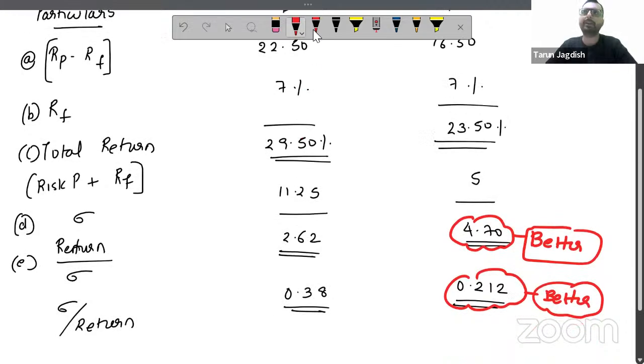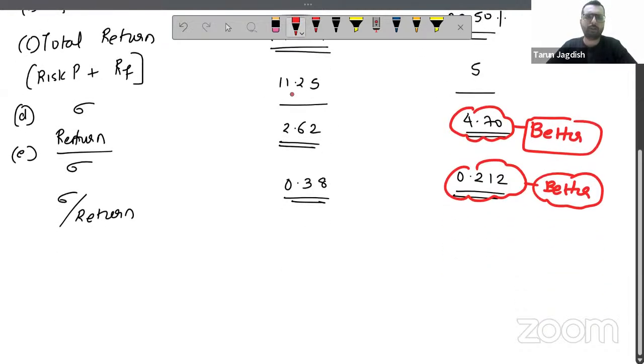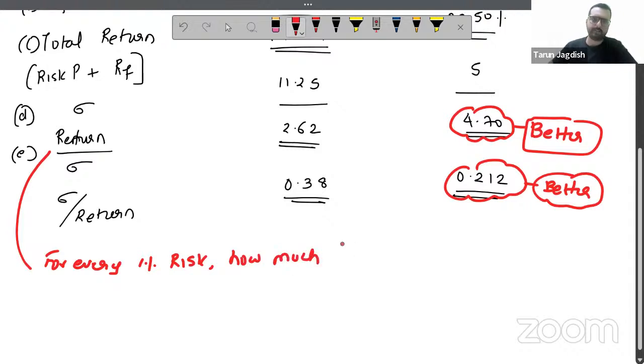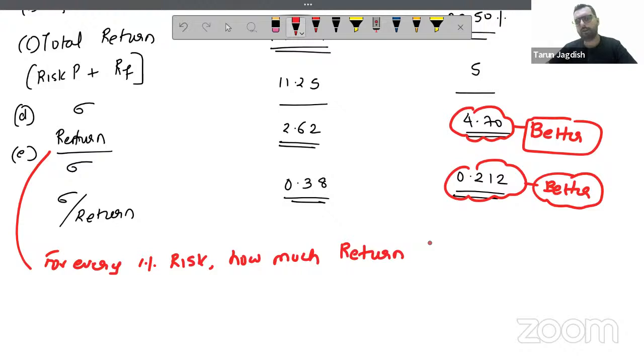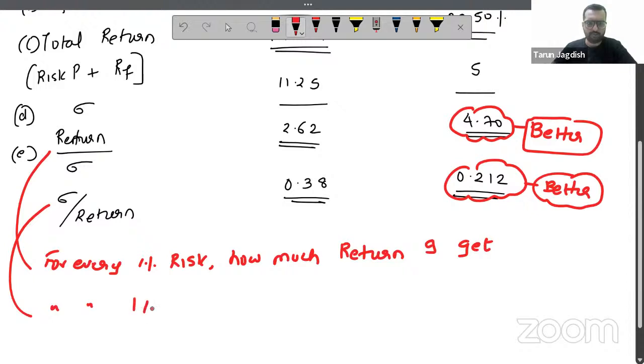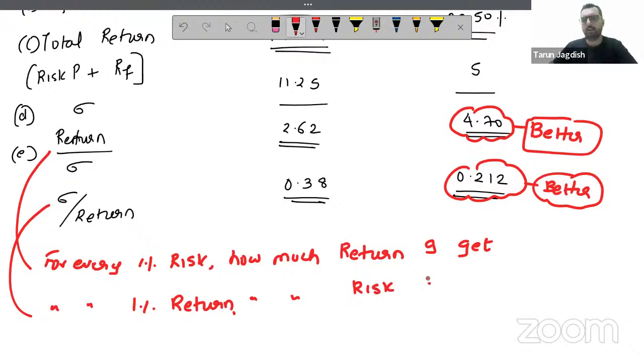Return by standard deviation, what it means is that for every, okay, I'll give you the logic in writing. This means for every 1% risk, how much return I get. Whereas this one would be for every 1% return, how much risk I have. Okay? Okay. Perfect. So can I go to the next part now, friends? Okay?